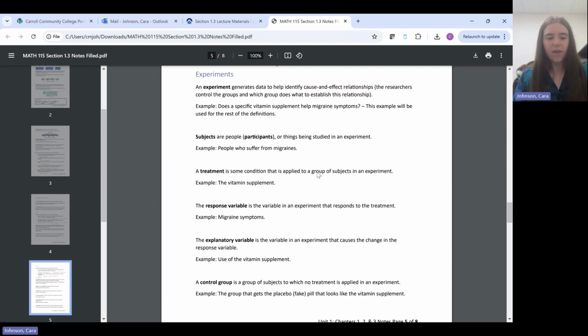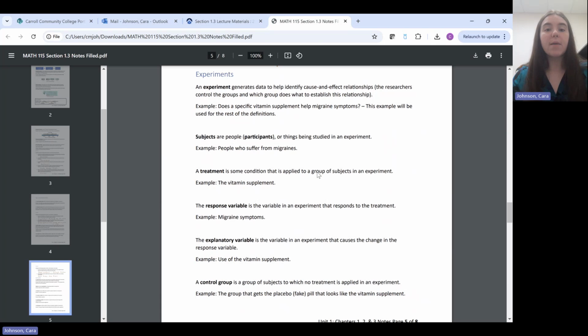So they're able to say, okay, comparing this group that I know I assigned to do this and this group that I didn't assign to do anything, I am able to make a conclusion that this drug actually works. So this helps you identify cause and effect relationships because you are controlling the group and which group does what.